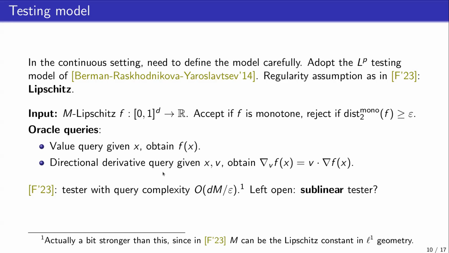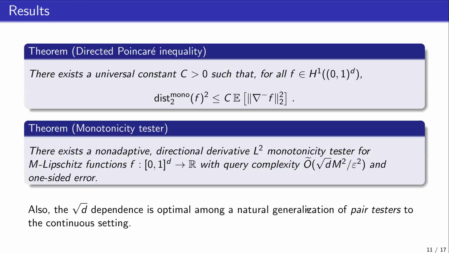And as I said, the prior work in this setting gave a linear query complexity tester. So our main open question was, do we have a sublinear tester? And I'm going to say yes. So what are the results in this paper? First, I show a directed Poincare inequality in this L2 variety. I say that monotonicity in L2 sense squared is at most the squared L2 norm, squared Euclidean norm, of the directed gradients of f. Okay, so this is the directed Poincare inequality. And then the monotonicity testing result is that in the model that I just presented, we do have a tester with square root d query complexity, and then I pay this factor m squared over epsilon squared.